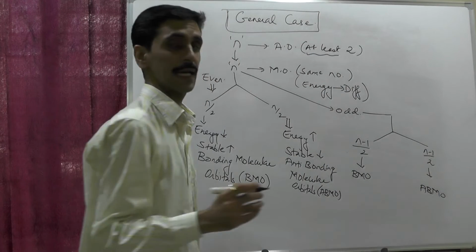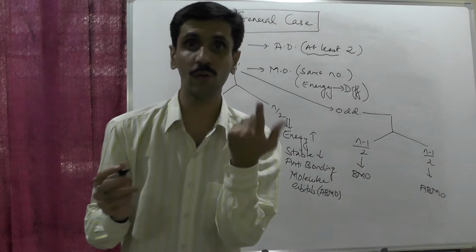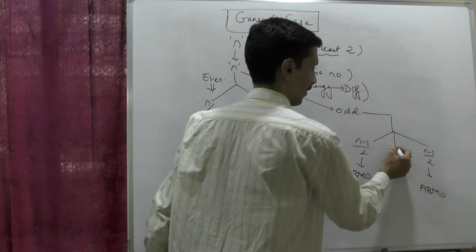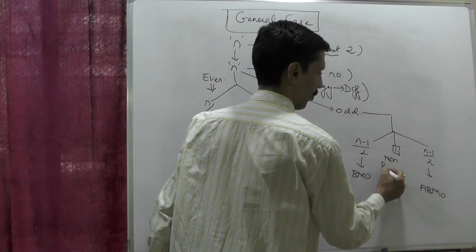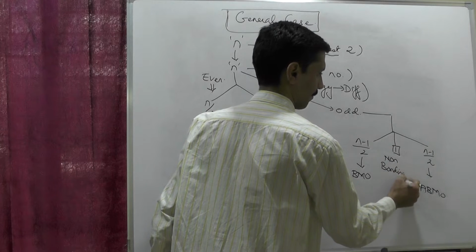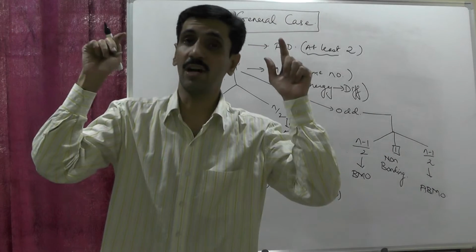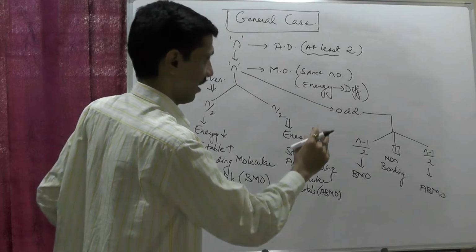Now your question will be, where has that 1 gone? You have subtracted 1, so where is that 1? That 1 is not involved in bonding, and I call it non-bonding. But once again, in inverted commas please, I stress on this word, this is just a general case.